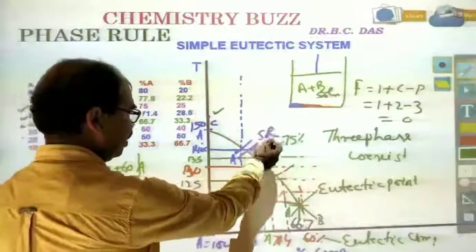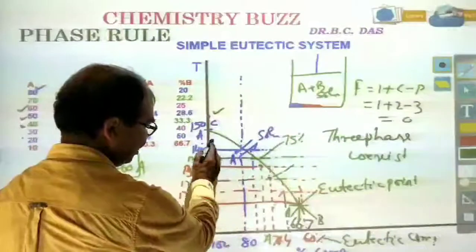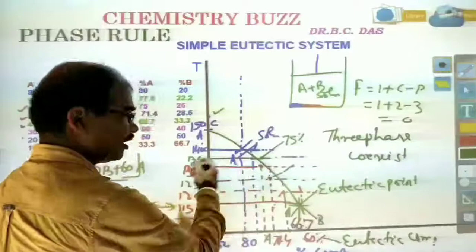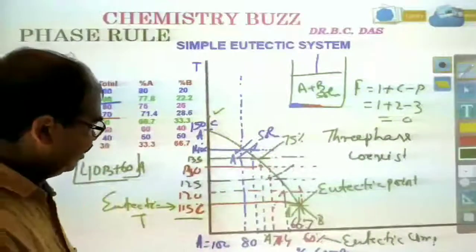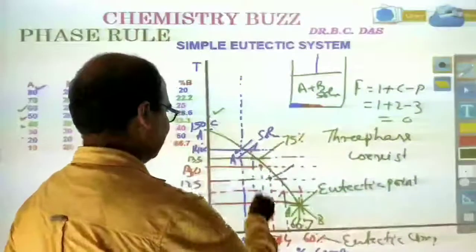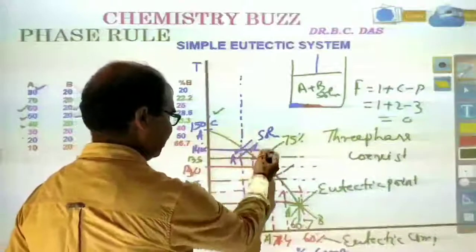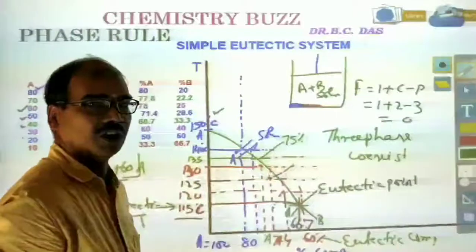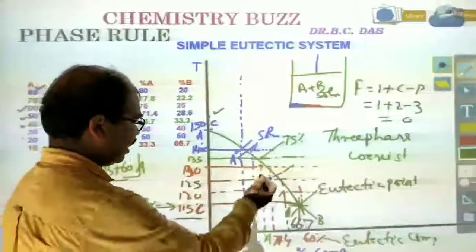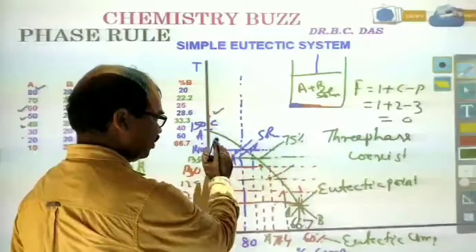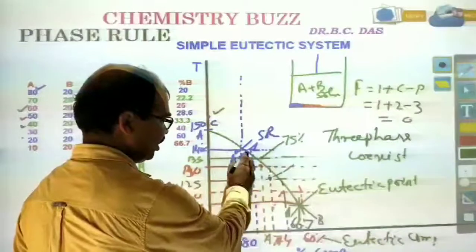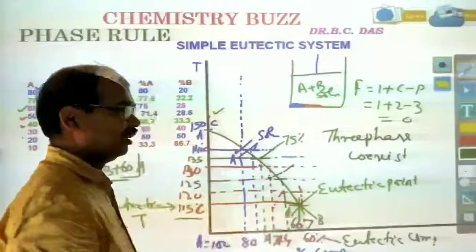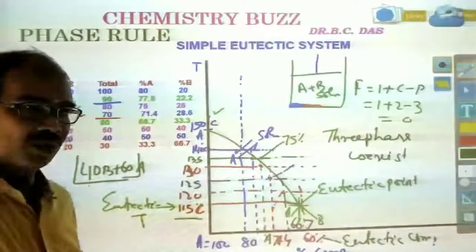In the solution we are continuously getting more and more solid A. So if you are interested in solid A, we can take it, and there is a continuous equilibrium of solid A and solution. As the A separates, the composition changes and the freezing point changes. So this is called the freezing point curve.